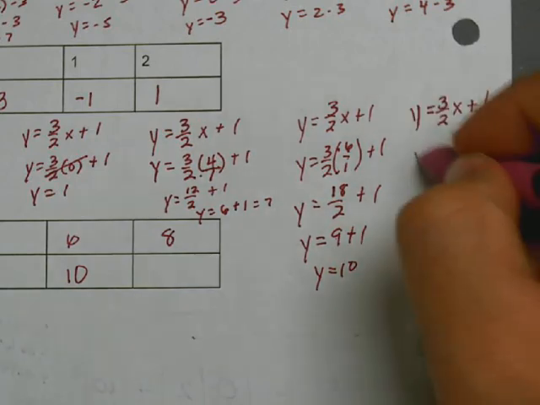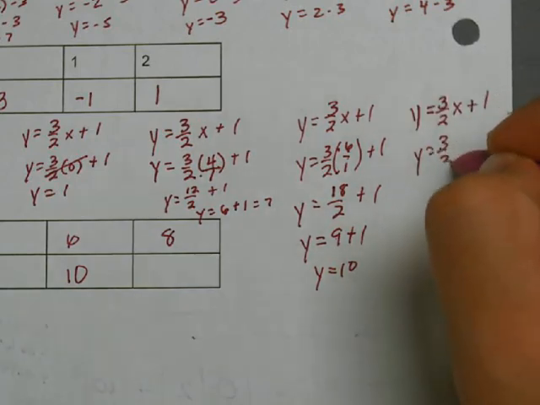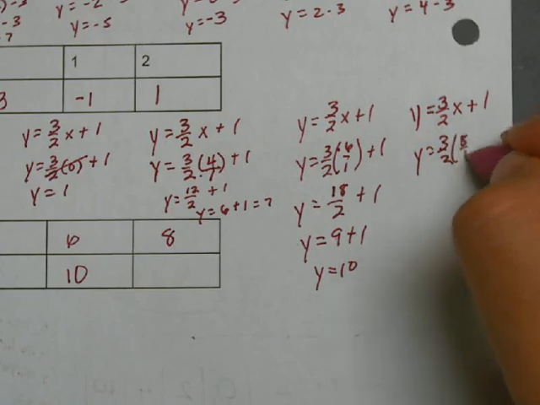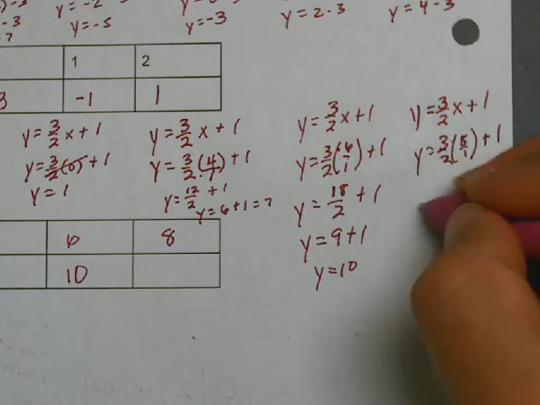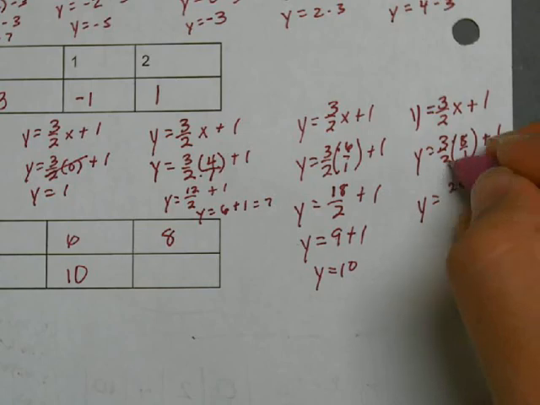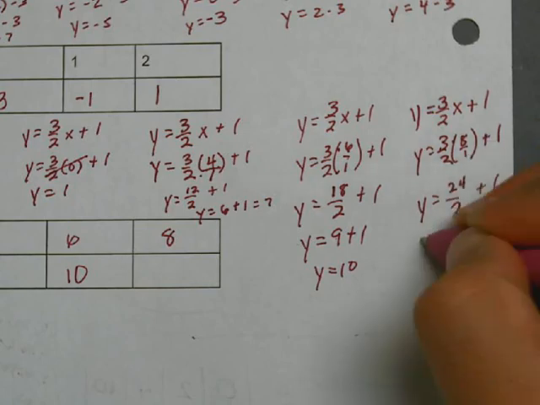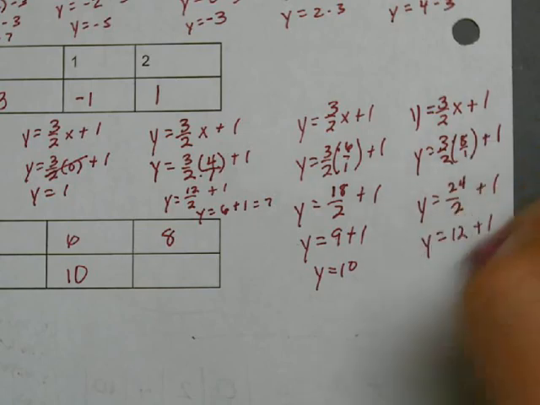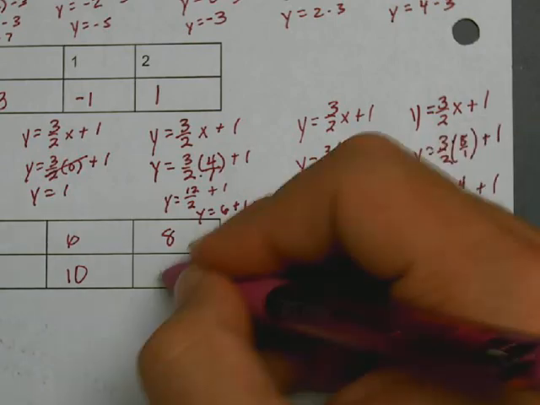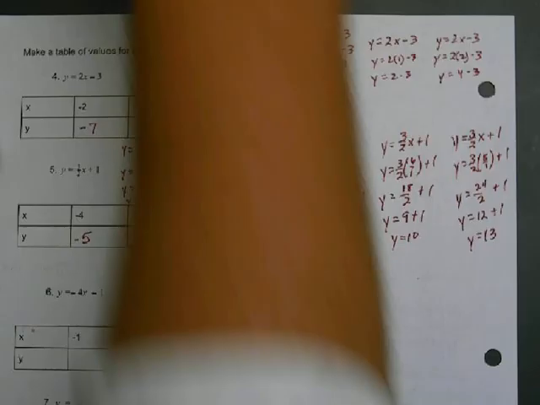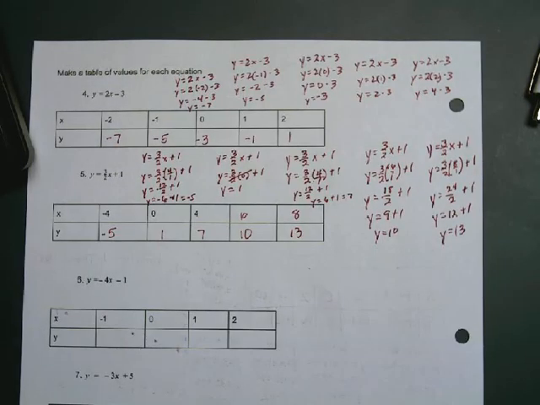And I would do 8 as my next one. So y equals 3 halves times 8 over 1, I write as a fraction. 3 times 8 is 24. 2 times 1 is 2. Plus 1, 24 over 2 is 12. 12 plus 1 is 13. So if I zoom back out, I have my table. Okay, so these are input-output tables. When you're given an equation, you just input the values in.